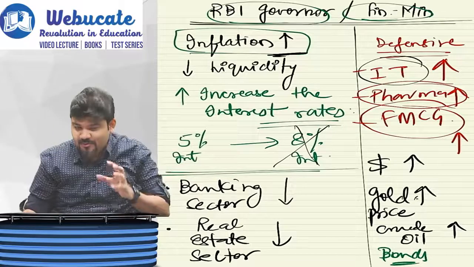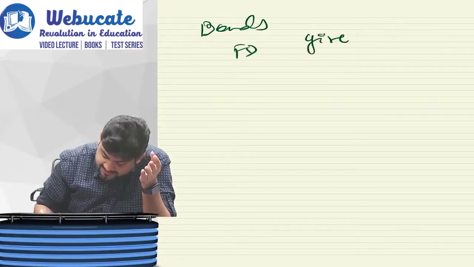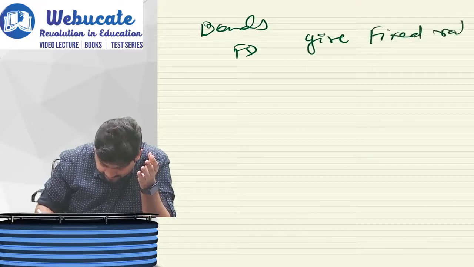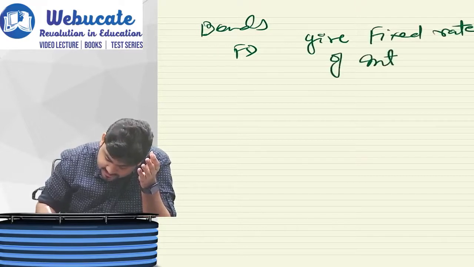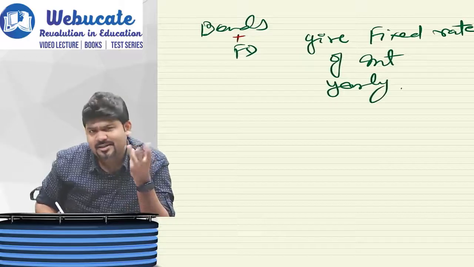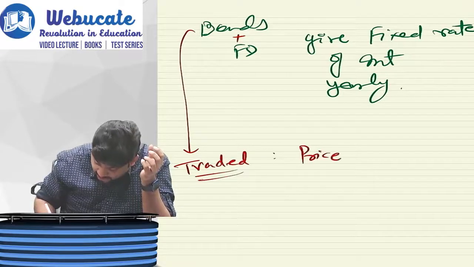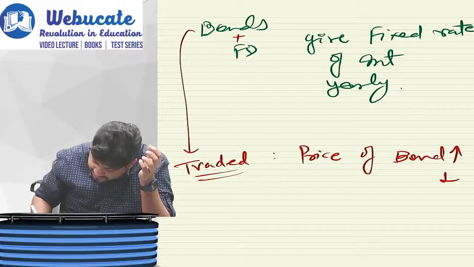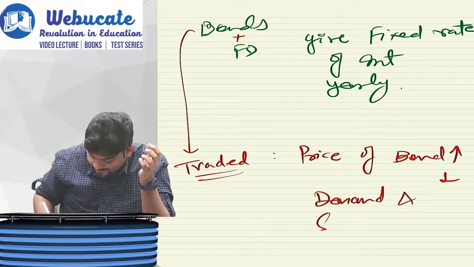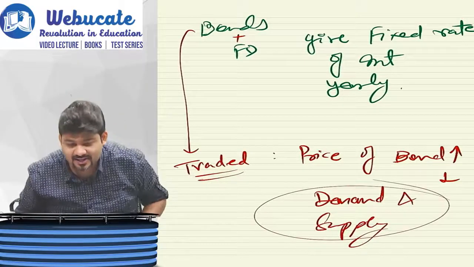Are you understanding, guys? Now, what is going to happen to the bonds? Pay attention. What is a bond? A bond is like a fixed deposit only. Basically, it gives a fixed rate of interest yearly. Every year there is a fixed rate of interest that we get in bonds and in FD. Then how are bonds and FD different? Bonds are traded. And because they are traded, the price of a bond increases or decreases based on demand and supply. Are we understanding, guys?